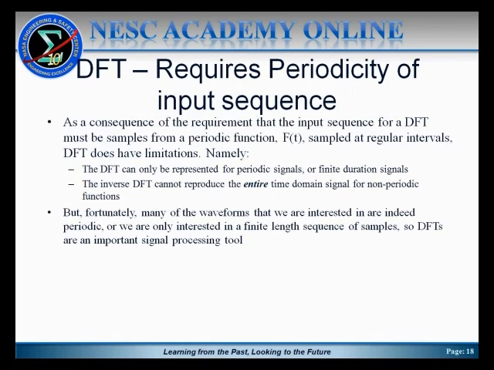So if you have a sequence of some time signal of a non-periodic function, the inverse DFT cannot reproduce that entire time domain signal. It can only reproduce the portion that you analyzed. And as I said earlier, that's not really a limitation in practice, because most of the time we're just analyzing some signal that's assumed to have certain characteristics and certain frequencies that we're trying to identify.